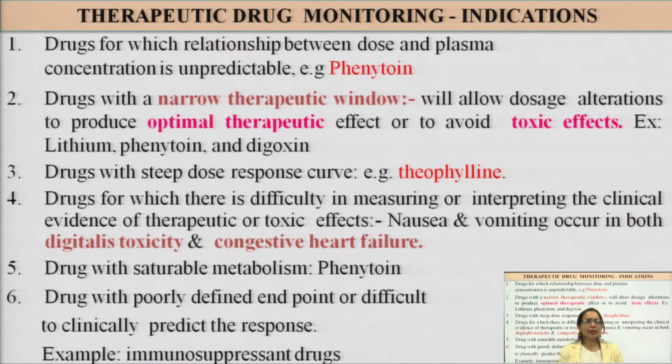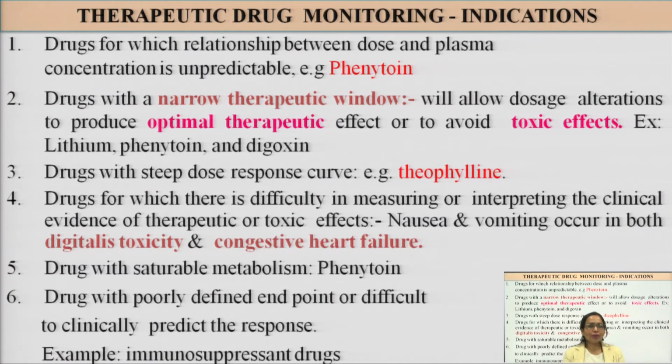Then, therapeutic drug monitoring indications. What are the indications of therapeutic drug monitoring? Where it is very much essential, as I told you from the very beginning, that it is required for some of the medications. First, drugs for which the relationship between dose and plasma concentration is unpredictable, like phenytoin. Second, drugs with a narrow therapeutic window, which allows dosage alterations to produce optimal therapeutic effect or to avoid toxic effects.